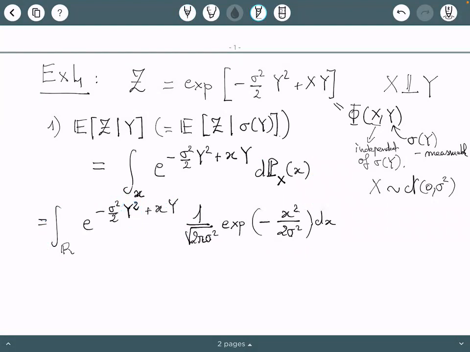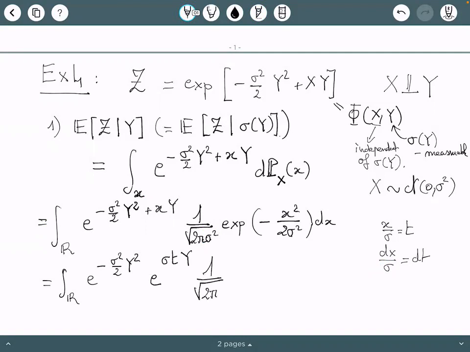To do that, I first perform a change of variable. I take x divided by sigma equal to t, so dx divided by sigma is equal to dt. You observe that here there is a square root of sigma squared, which is exactly this sigma. So I get that this is equal to the integral over R of exponential of minus sigma squared divided by 2 Y squared, which is just a constant, times exponential of sigma t Y, times 1 over square root of 2 pi, exponential of minus t squared divided by 2 dt.